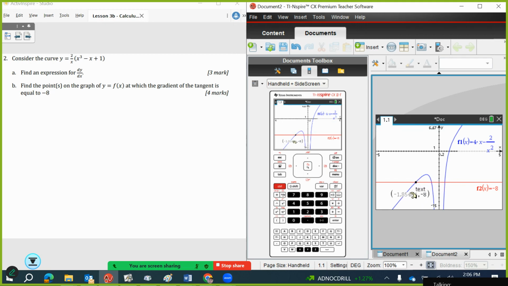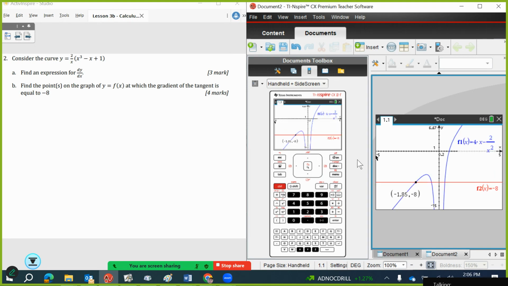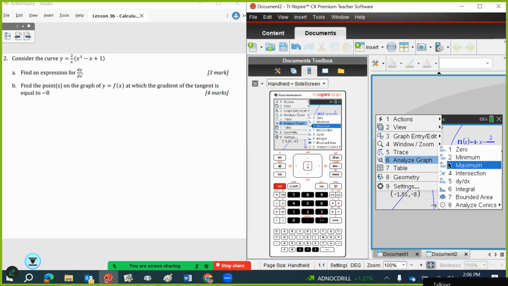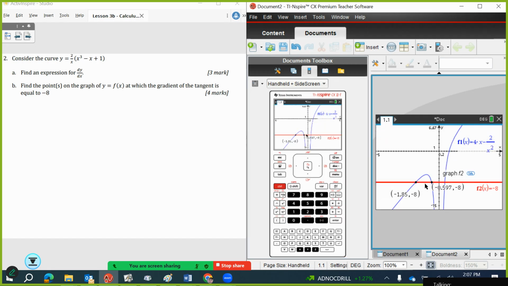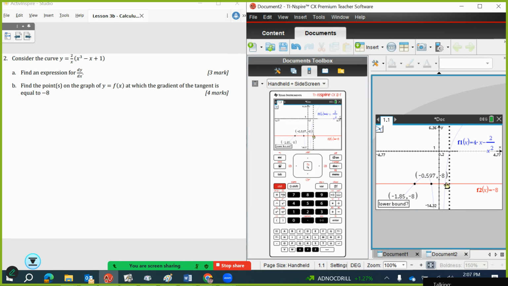So here's our first intersection. Ooh, I've got way too many significant figures here. Change that in my settings to my display digits. I want to have float 3. That's more readable. So menu, analyze graph, find the intersection again. That's this one here. And then menu, analyze graph, intersection. Get this last one if I can. There. So this gives us 3 solutions.